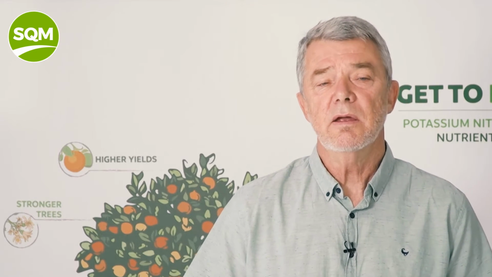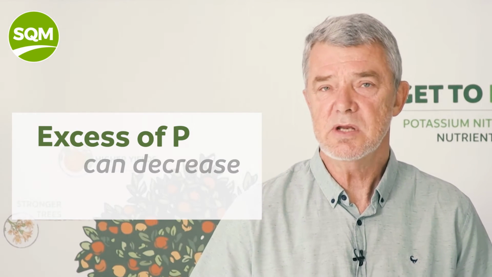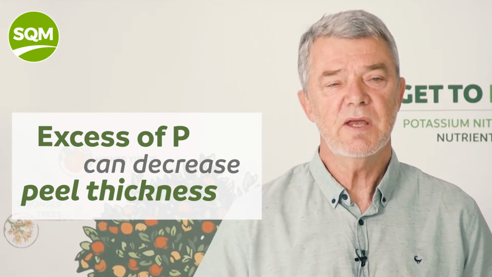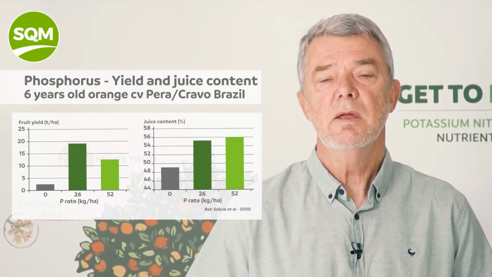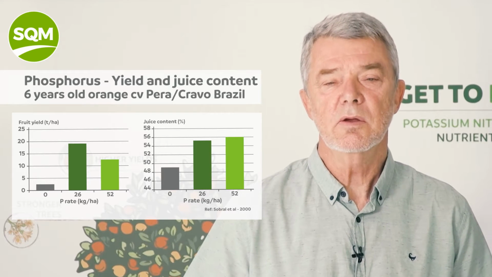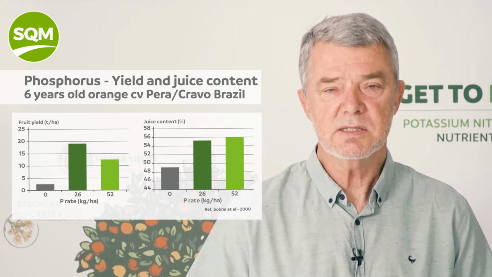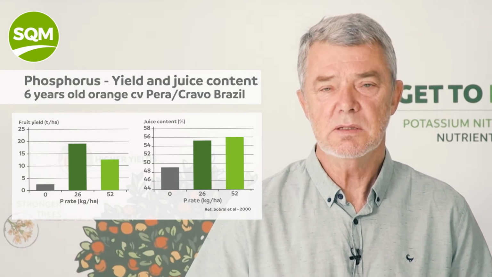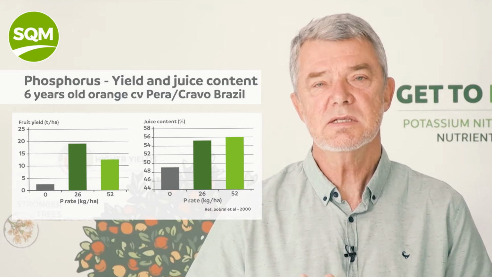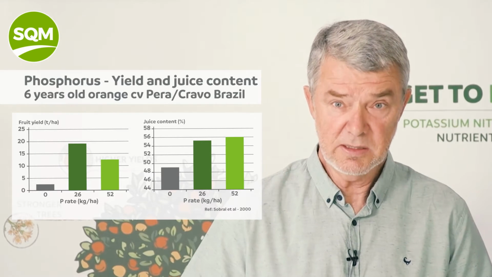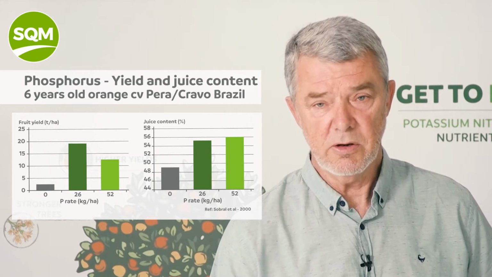Also, it can affect quality, because an excess of phosphate can decrease peel thickness, but it has a great effect on yield and juice content. And the two graphs I show you now are the phosphate content on the x-axis applied as kilograms per hectare, and on the y-axis we have the fruit yield in tons per hectare and the juice content in percent. And you can see that as the phosphate application increased, so the yield increased of the tree, and also the juice increased of the oranges.